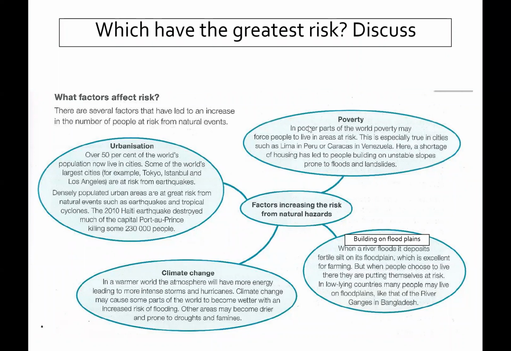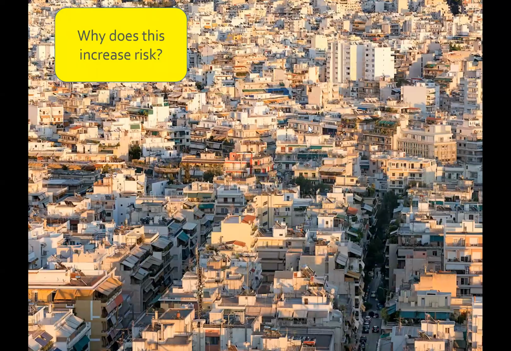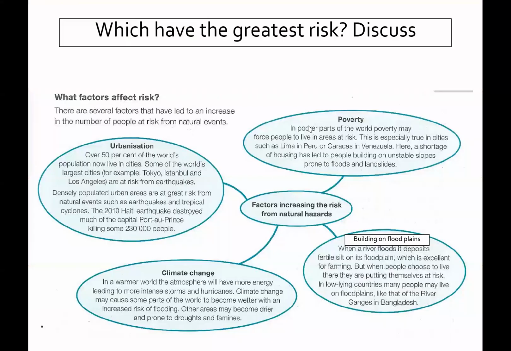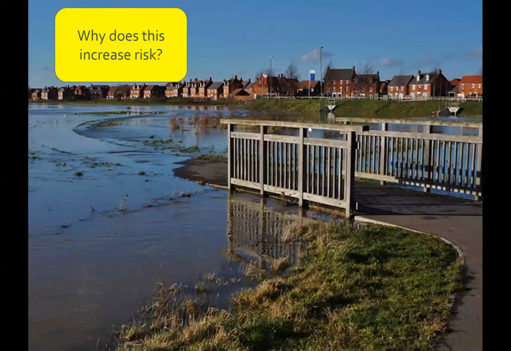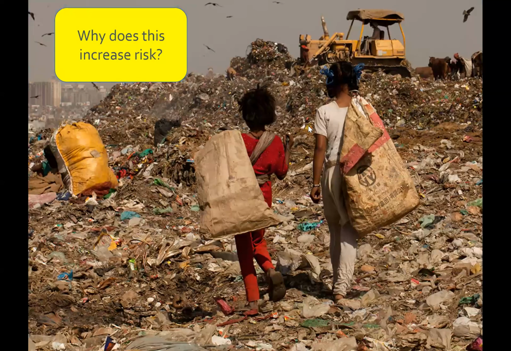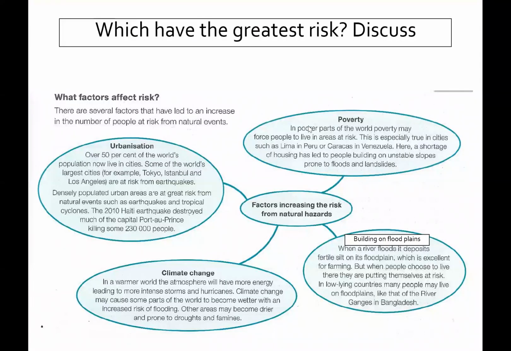So those factors that we had, the first one showed you urbanisation. So this is a huge city building, lots of people in one place. We then had climate change, so our changing climate. We then had building on floodplains, so it's linked to urbanisation in some ways, I suppose. Finally, we've got poverty. So they are the 4 factors that can lead to an increase in the number of people and the amount of risk that people face from natural events. There are some others, but we're just going to focus on these 4 for now.